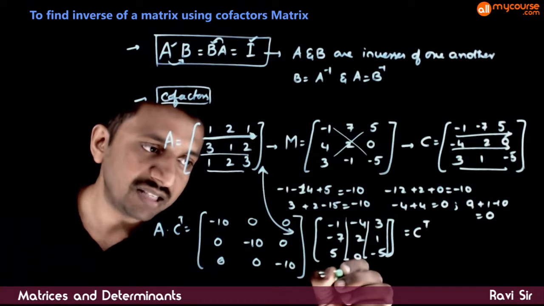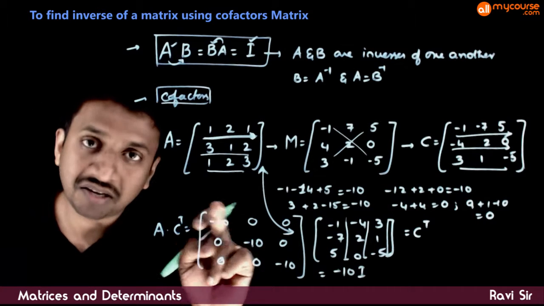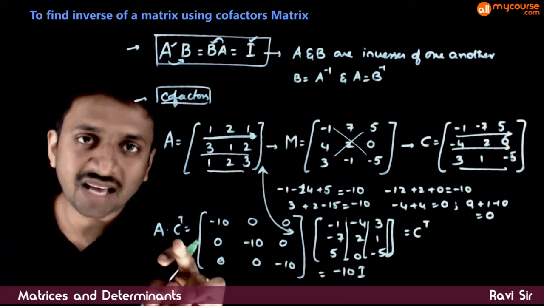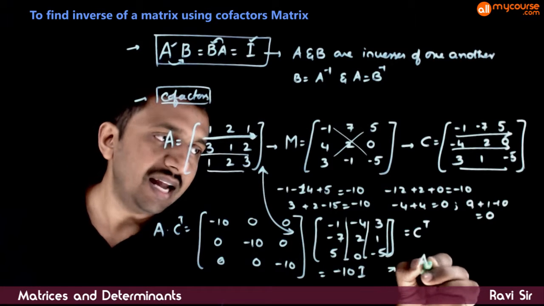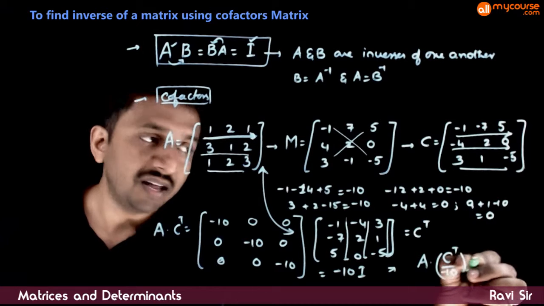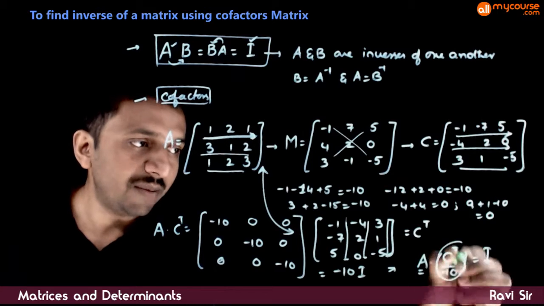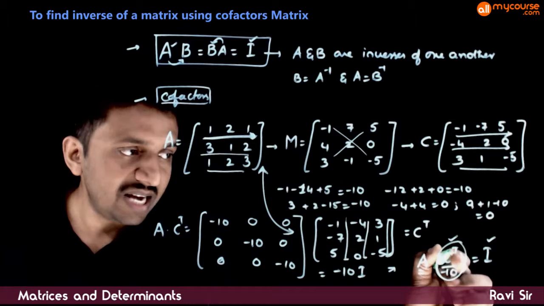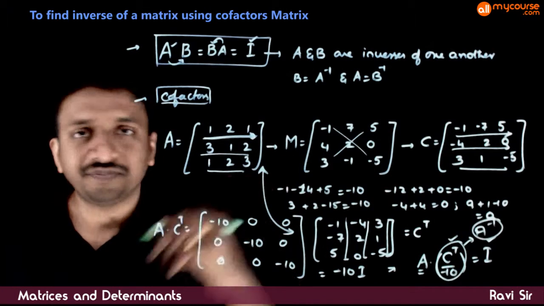So can I write it as minus 10 times I? If you take out a minus 10, the remaining matrix is an identity matrix. So A times C transpose is equal to minus 10 I. This implies A times C transpose divided by minus 10 is equal to I. So A when multiplied by C transpose by minus 10 gives you I. So C transpose by minus 10 is the inverse of A.